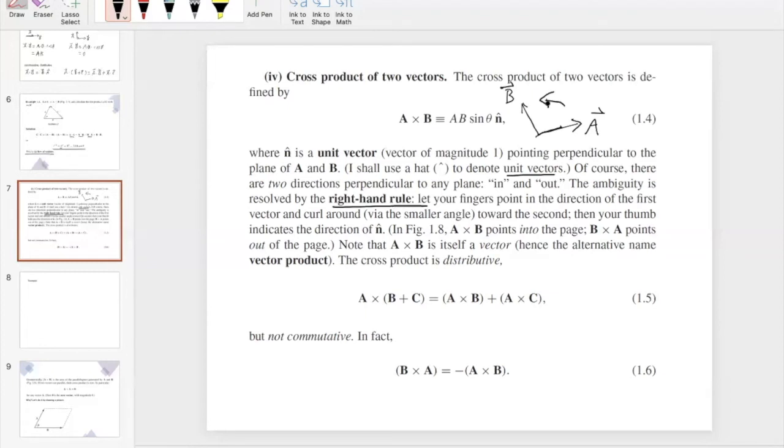Let's make another example. I'll draw it on the left. If you have A here, and you have B in this direction, let your four fingers point to A, and then curl your fingers in the direction of B. Then you will figure out your thumb is pointing into the page. So that's the right-hand rule.